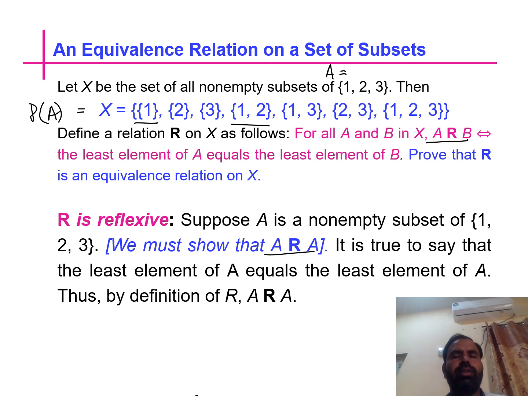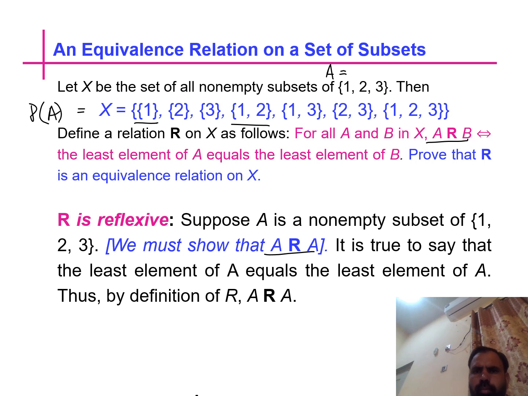An equivalence relation on a set. Let X be the set of all non-empty subsets of {1, 2, 3}. Then X is equal to {1}, {2}, {3}, {1, 2}, {1, 3}, {2, 3}, and {1, 2, 3}. This is the relation's set.